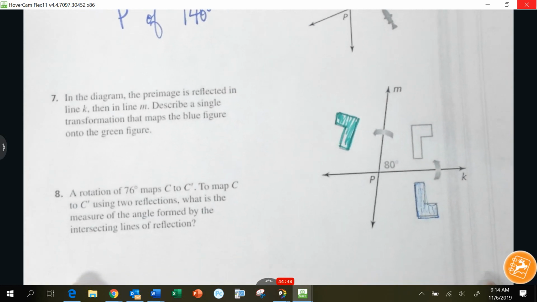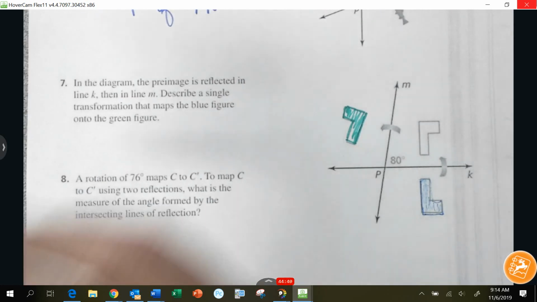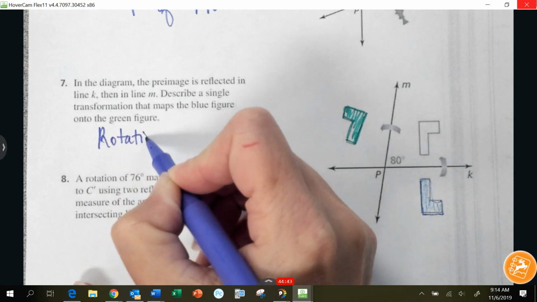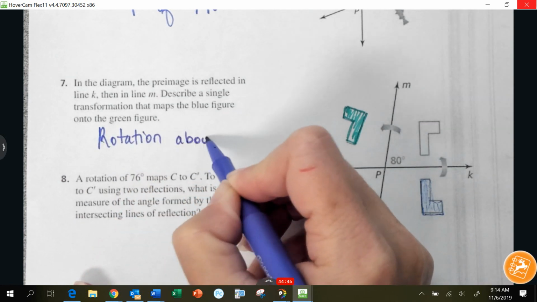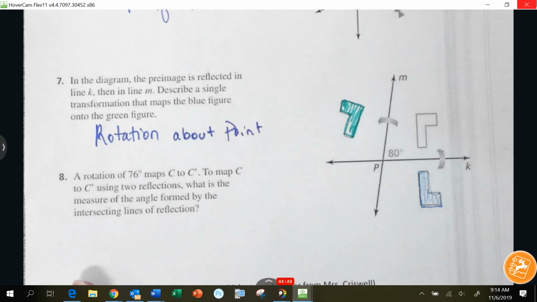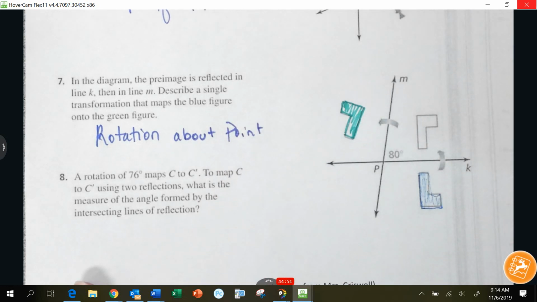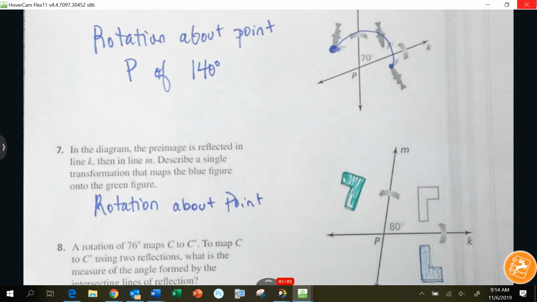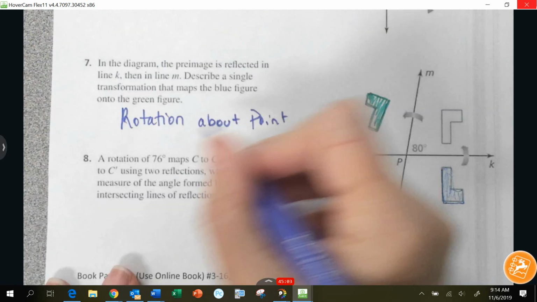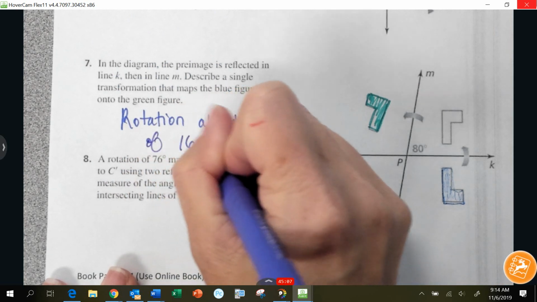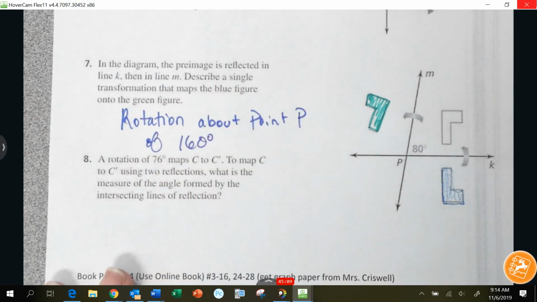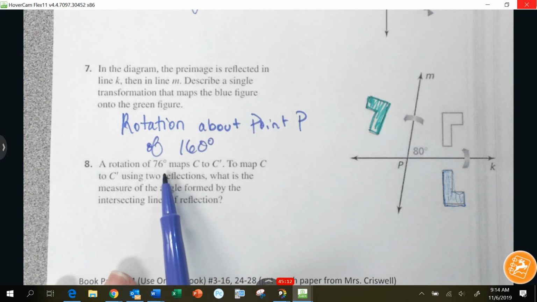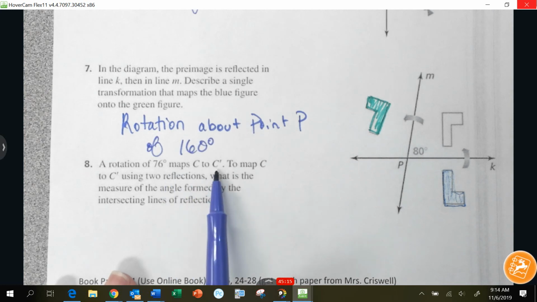Avneet. Rotation about point. Which point are they rotating about? Around, about. No, that's the degrees. I want to know which point, like the center of the rotation. Point P of 160 degrees. Good. And then a rotation of 76 degrees maps C to C prime.